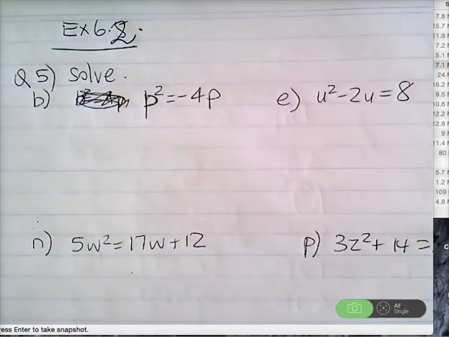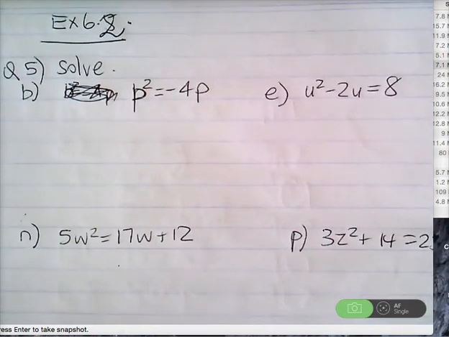Exercise 6.2, question 5. Solve p squared equals negative 4p. Girls, to do this, you need to take everything to the left-hand side, put it equal to 0, and do what we were doing in earlier questions.